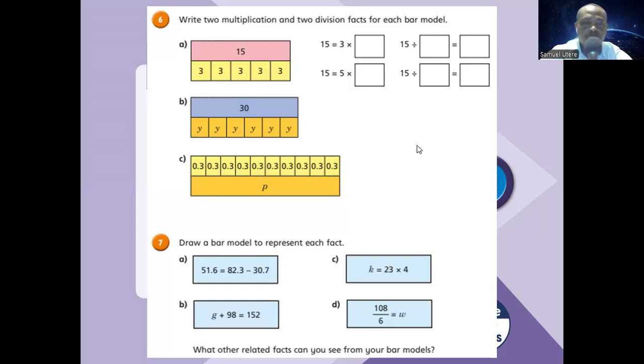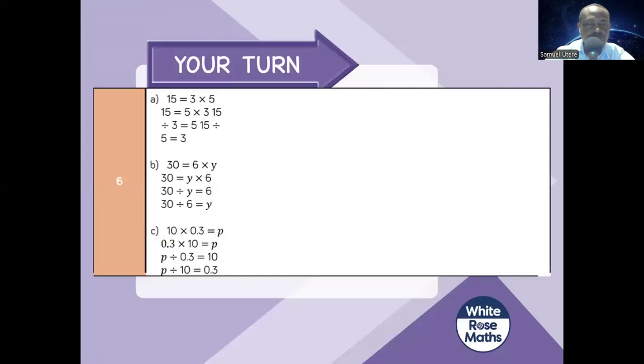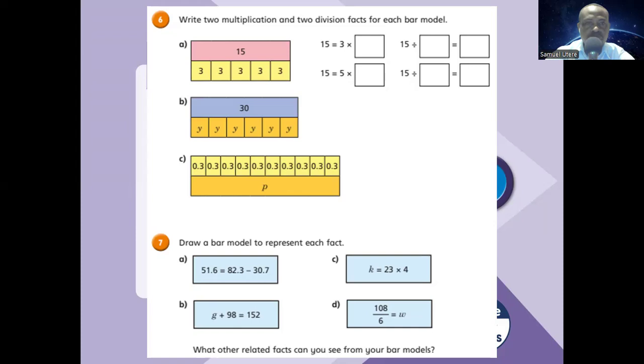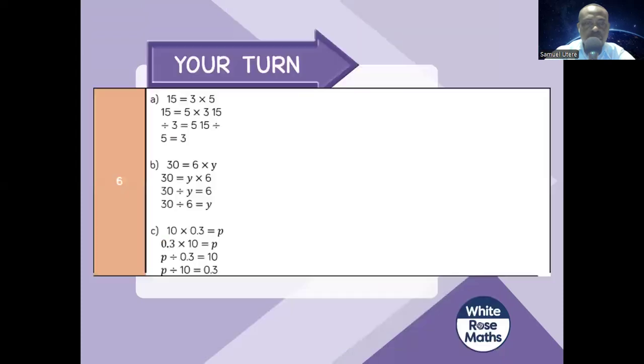All right, assuming you've paused the video and you've really thought about these questions and you've answered the questions, here are the answers. For question 6, you've been asked, write 2 multiplication and 2 division facts for each bar model. Okay, you can simply write these. You can write 15 is equal to 3 times 5. You can see that. 3 lots of 5. And we can actually switch things around, right? So 15 is the same thing as 5 times 3.